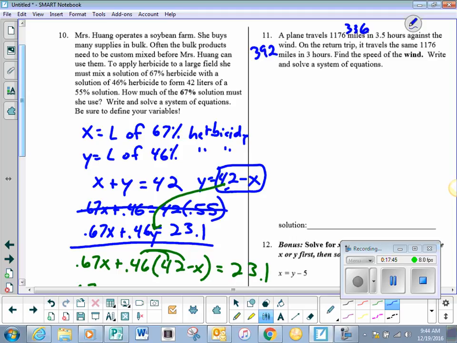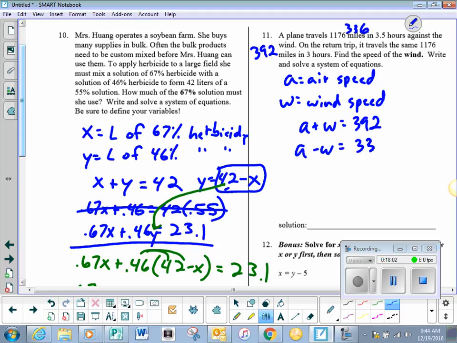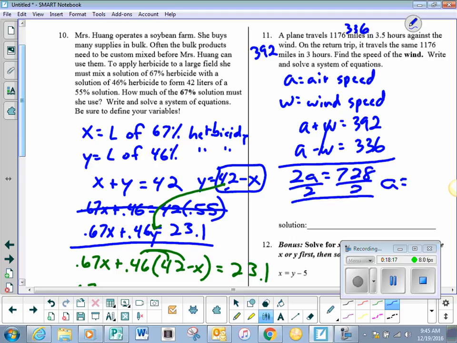So if the airspeed is that, and the wind speed is that, we know that when you get the wind with you, you're going 392. When you're fighting the wind, you're going 336. That sets up beautifully for elimination. 2a equals 728, divided by 2, a equals 364.